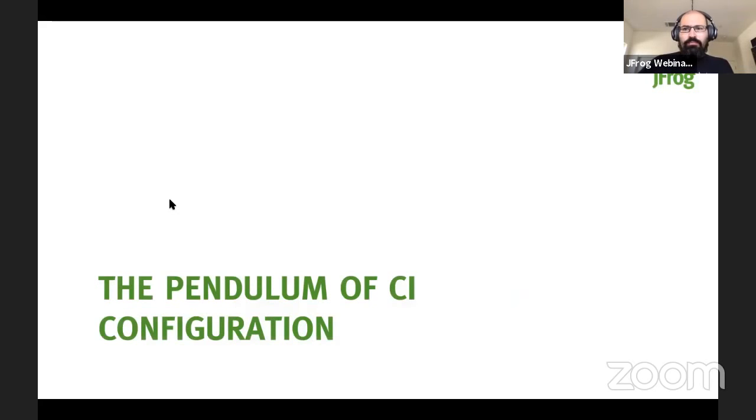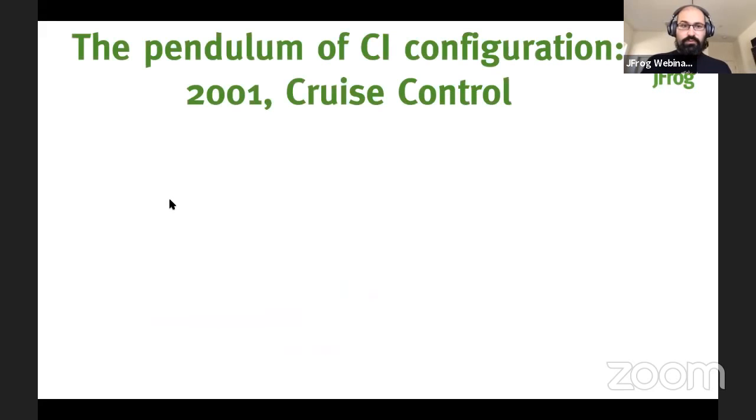Before we talk about what it does, let's speak a little bit about Jenkins itself. What I want to go through is the evolution of continuous integration tools, and especially the configuration methods for those tools, right?